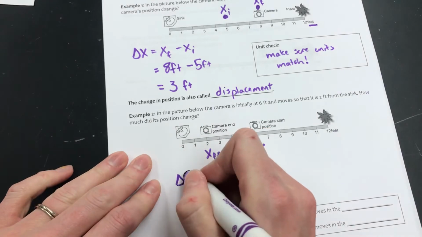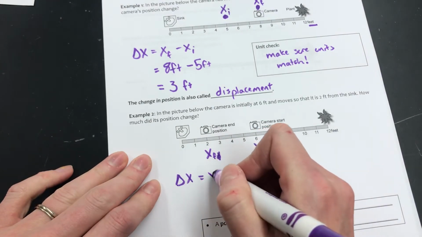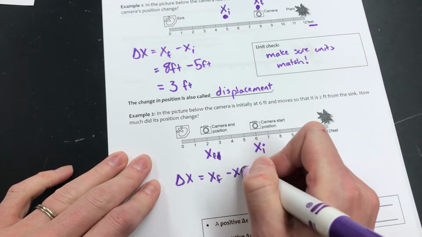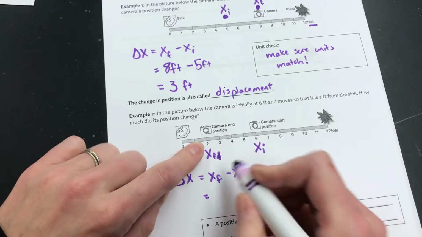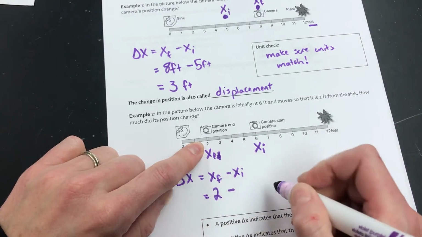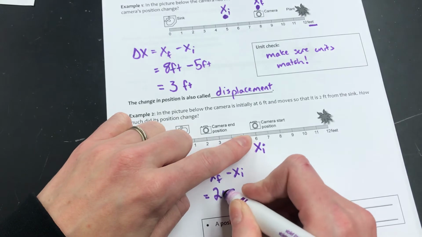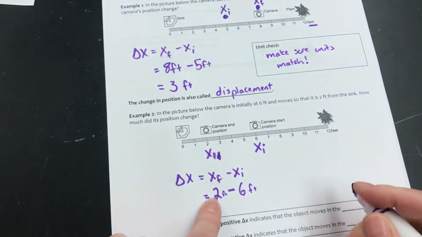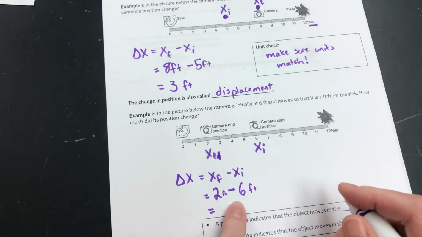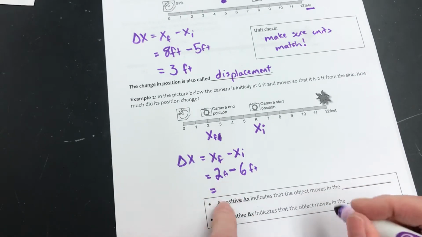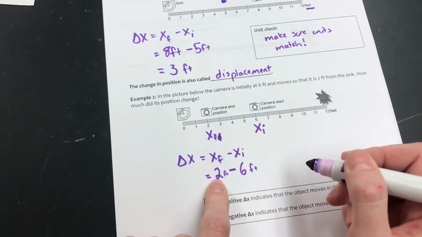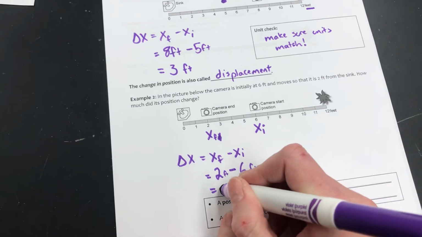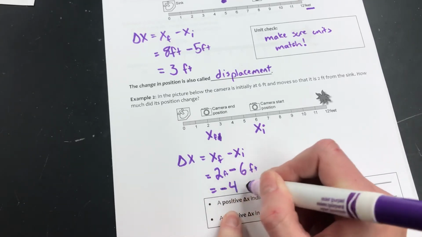Okay, so this time, same equation: xf minus xi. This time my final position is 2 feet, and I'm subtracting 6 feet. What happens when you get 2 minus 6? When your first number is smaller, you're going to end up with a negative answer. So we're going to get negative 4 feet.